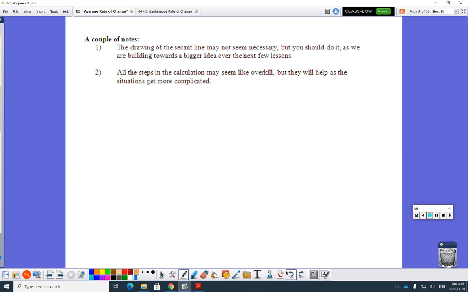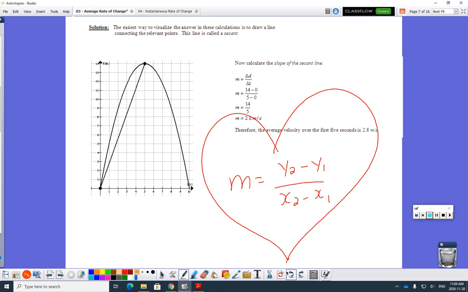A couple of notes. The drawing of the secant line may not seem necessary. I drew a line from the beginning point to the end point. You may think, oh, that's overkill. I know where the 2 points are. I can just subtract them.